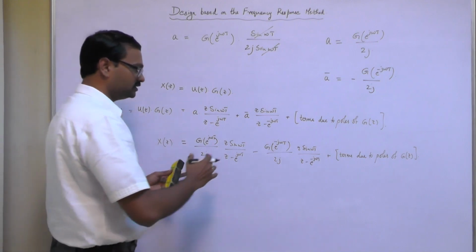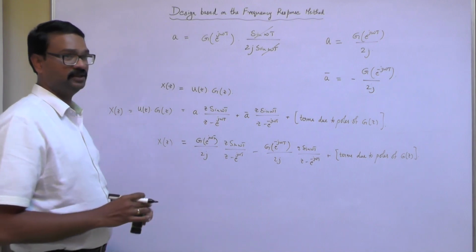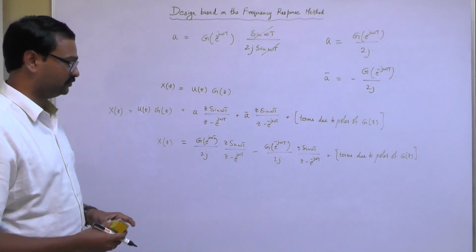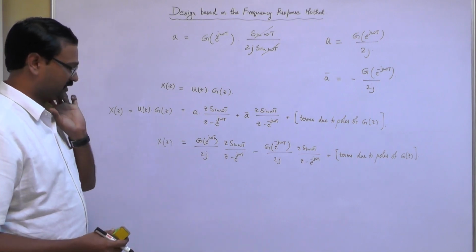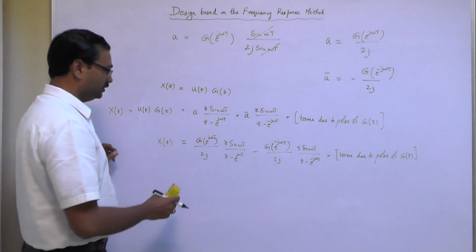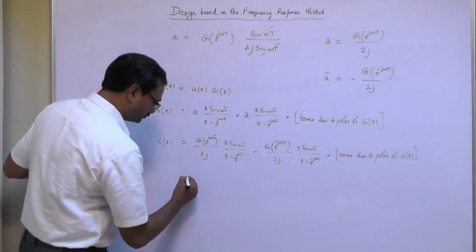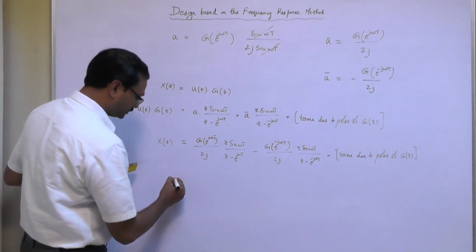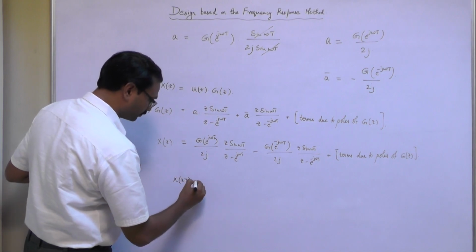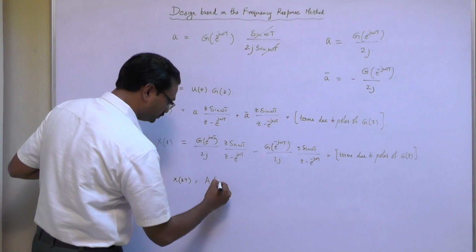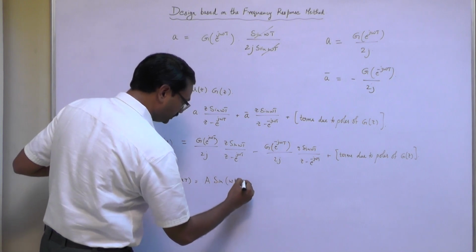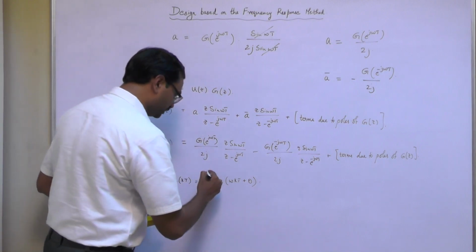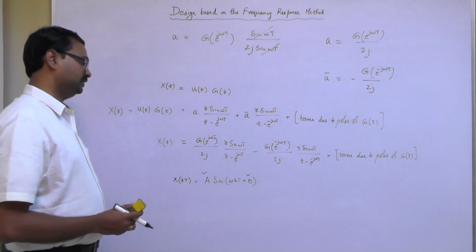And since all these are complex values, you can combine them and get the magnitude and phase angle of this system. Therefore, after inverse z transform, we are going to have x(kT), which is nothing but A into sin(ωkT plus theta). We need to find out what A is and what theta is in this case.